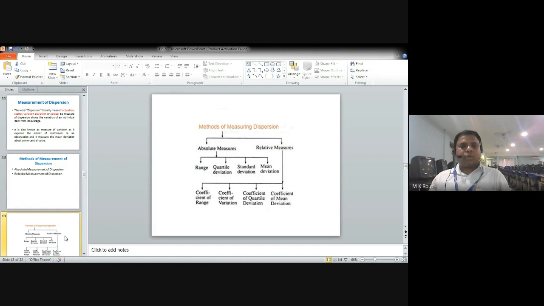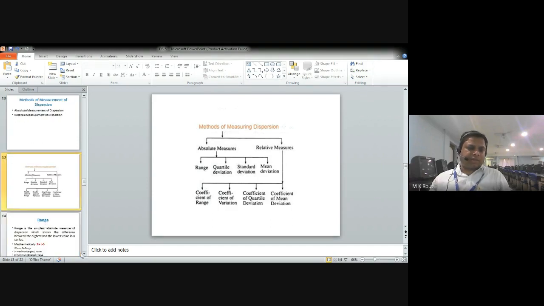Under relative measurement, we have the coefficient of range, the coefficient of variation, the coefficient of quartile deviation, and the coefficient of mean deviation. We will solve at least one problem from each method, how to calculate the range, quartile deviation, standard deviation, and mean deviation. So first we start with the range.